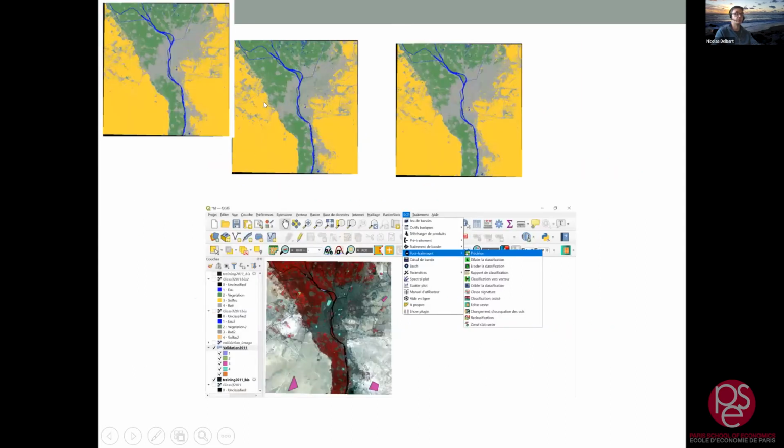So basically, if we have this, sorry, it's not very clear. We have two classifications here and here. So we have two different validations. We have two classifications and we want to know which one is the best.